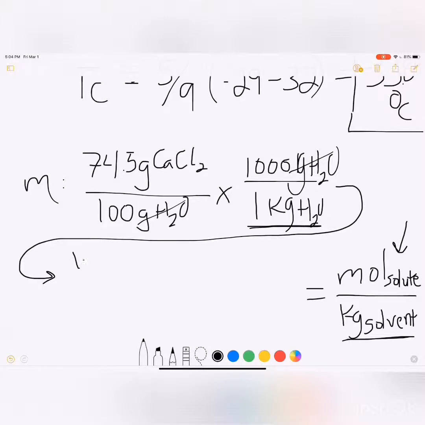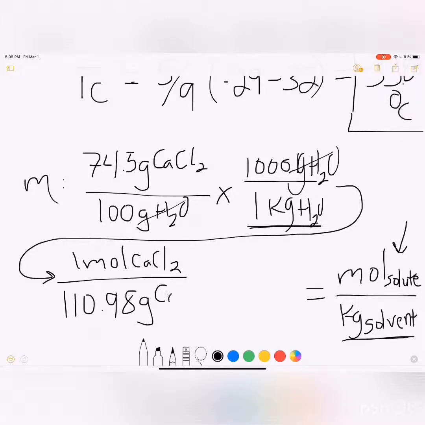it is in fact 1 mole of calcium chloride has a mass of 110.98 grams. Okay, so now again on the top I've got my moles up there, and on the bottom I already have my kilograms. So when I'm looking at this, now more of my units cancel. Grams of calcium chloride cancel off, and I'm left with moles.